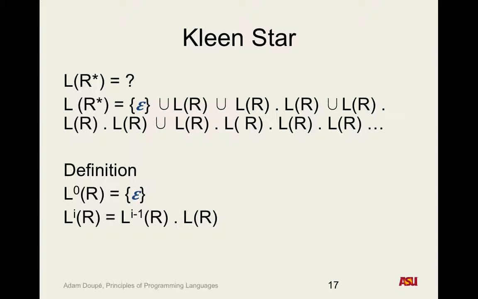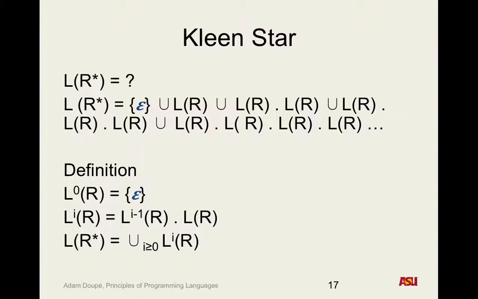So if you give me a specific i, that will be L^0(R), which is the set containing the empty string, dot L(R) dot L(R) dot L(R), i times. And here we can formally define the language described by L star using this superscript notation.